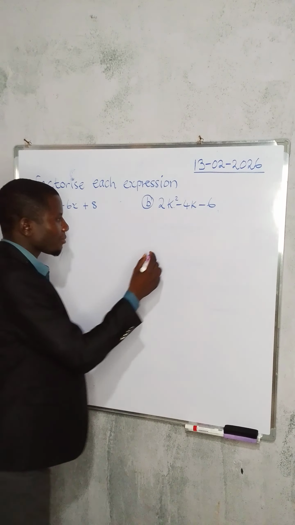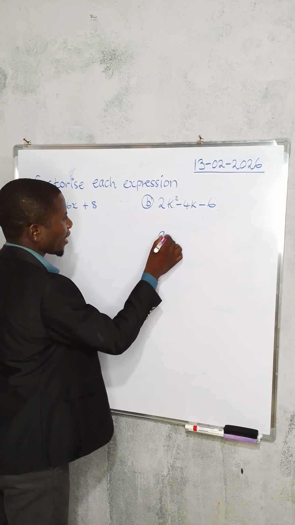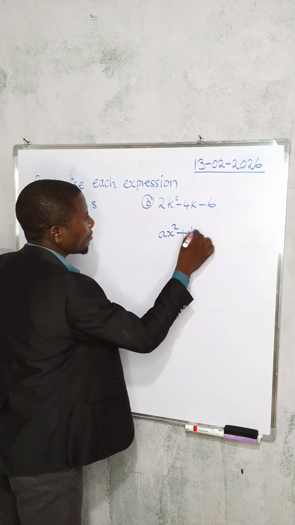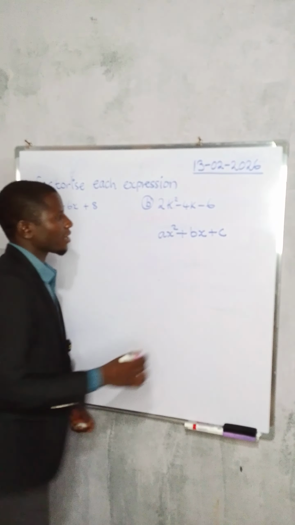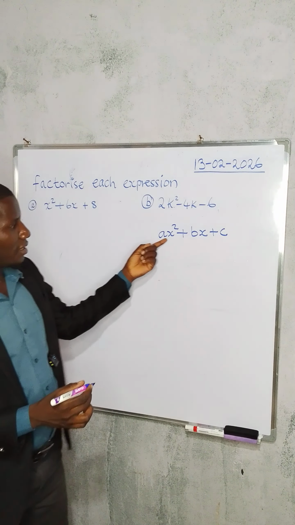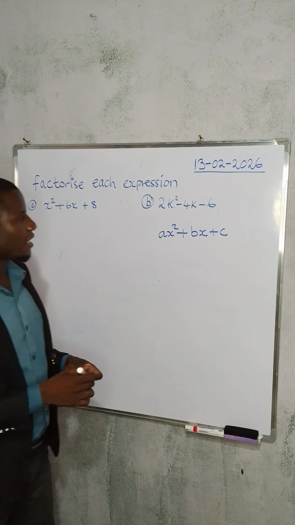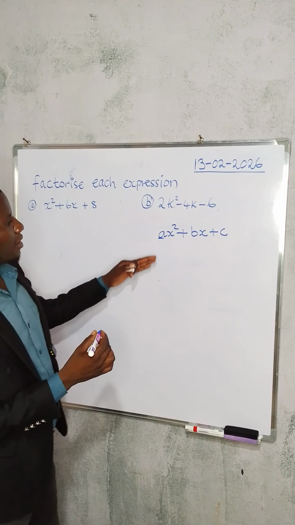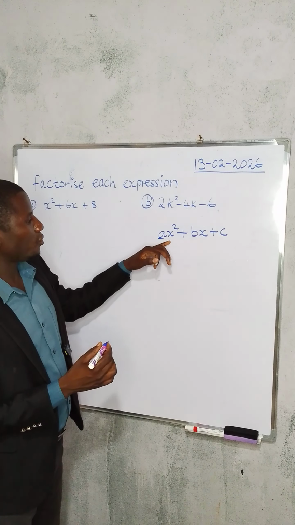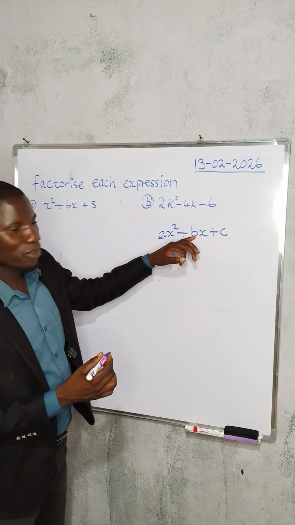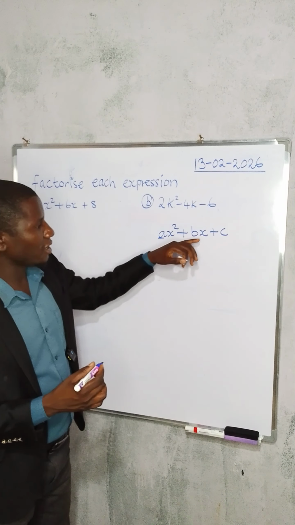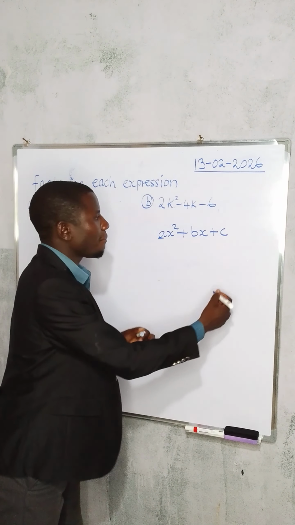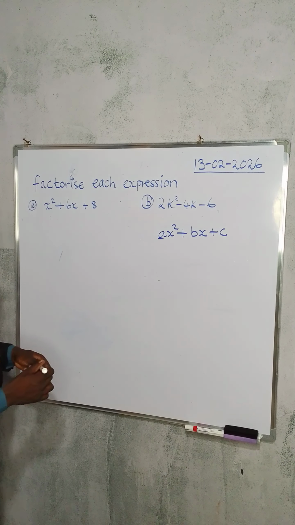Any expression which is in this form, ax^2 + bx + c, is considered to be a quadratic expression. Here a represents a number which is the coefficient of x^2, b is also a number which is the coefficient of x, and c is a constant number, meaning it's a number without a variable. This is what we have here.